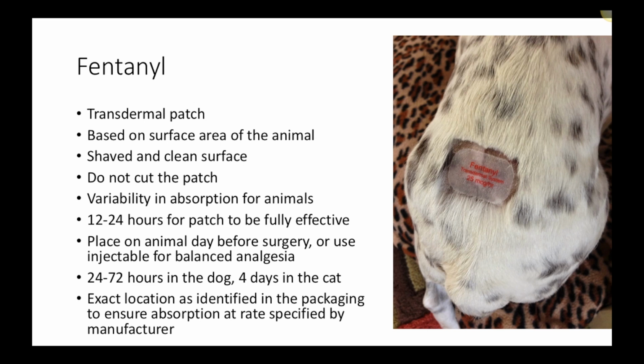So if we go back to the fact that the dosing for fentanyl is based on surface area, we might not have a fentanyl patch that's specifically adequate for that animal. So it might be too big for the animal, or it might be too small for the animal. If it's too small for the animal, then we can use like 1.5 patches. If it's too big for the animal, we can use half a patch.